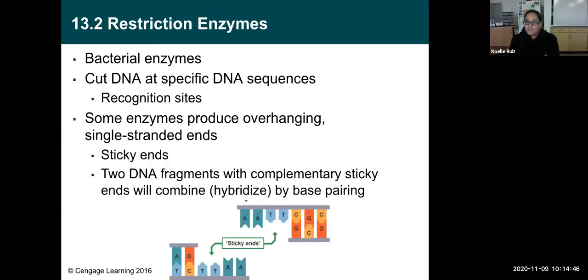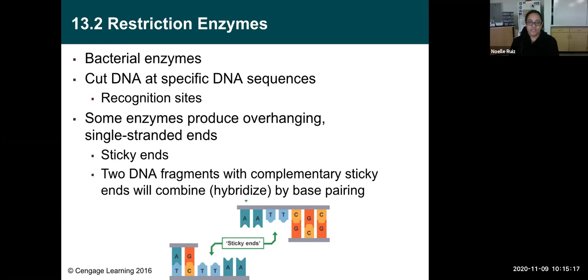Restriction enzymes come from bacteria. They are bacterial enzymes. They cut at specific DNA sequences. Those specific DNA sequences are called recognition sites. Some enzymes produce overhanging single-stranded ends like you see in the picture below. They're called sticky ends. And 2 DNA fragments with complementary sticky ends will combine or hybridize by base pairing.